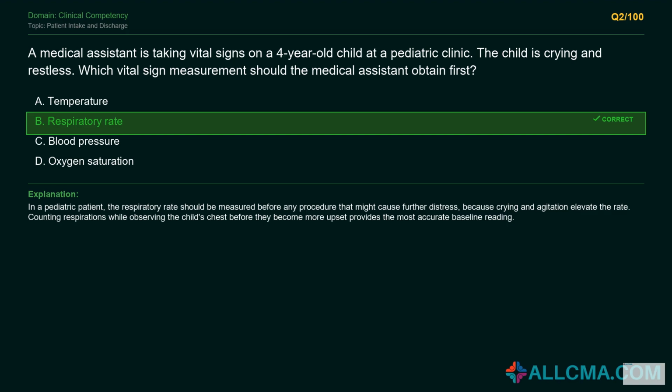The correct answer is B. In a pediatric patient, the respiratory rate should be measured before any procedure that might cause further distress, because crying and agitation elevate the rate. Counting respirations while observing the child's chest before they become more upset provides the most accurate baseline reading.